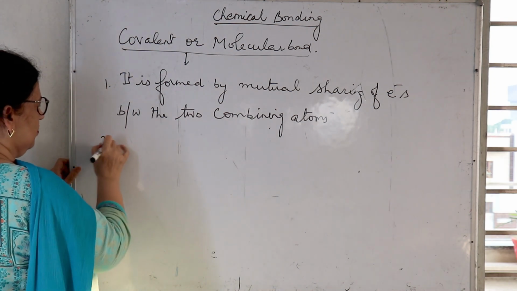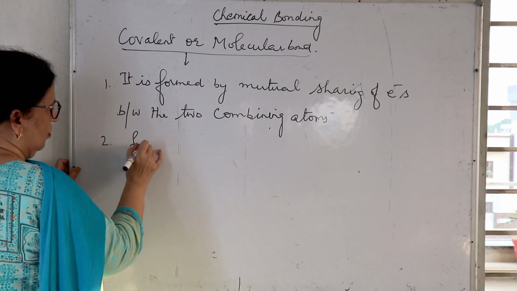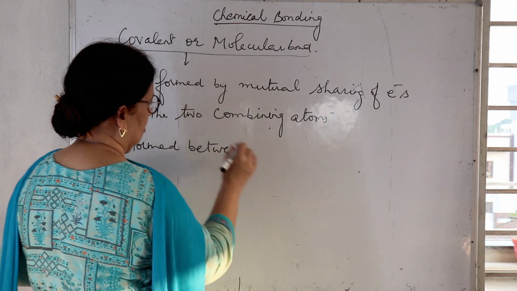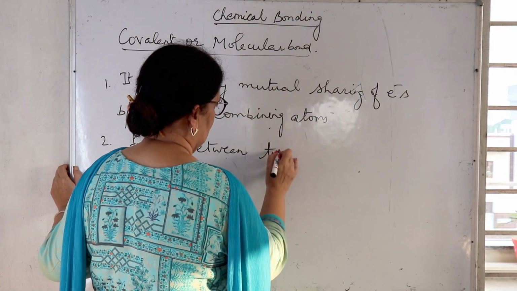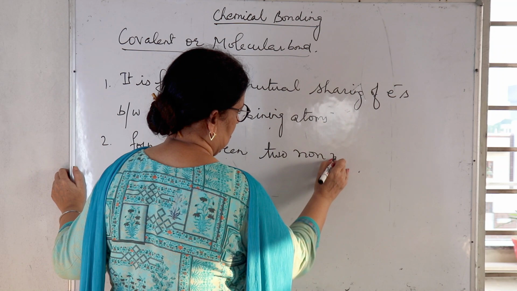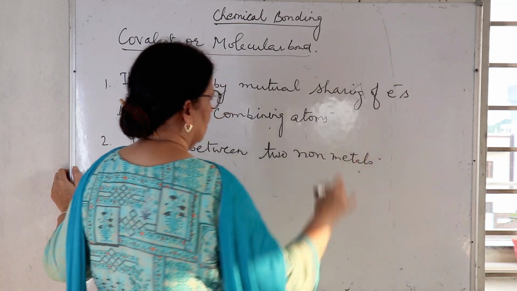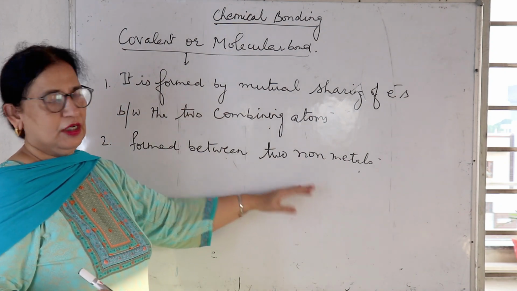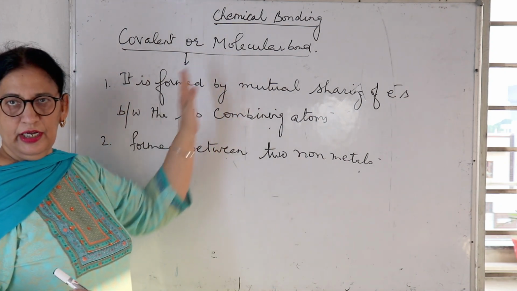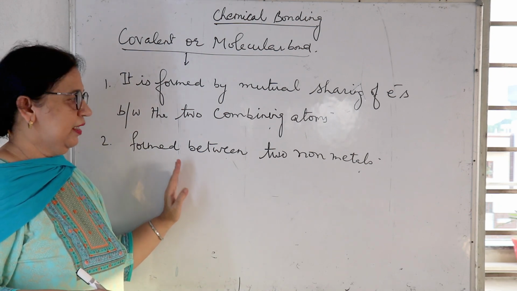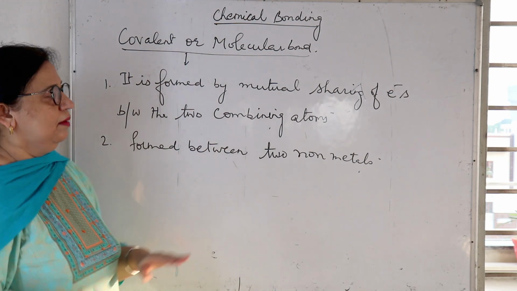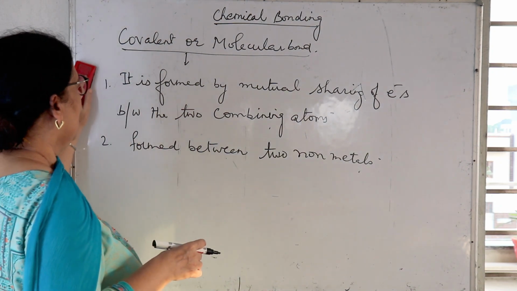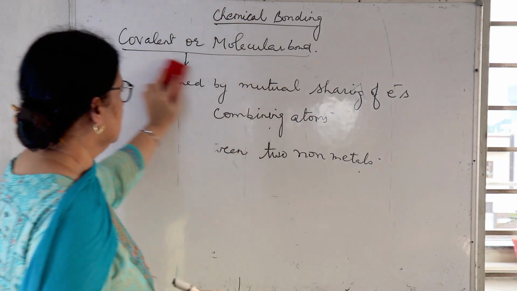And secondly, this bond is formed between two non-metals. So when two non-metals are there and they join together, they form the compound, that is by covalent bonding, and ionic compounds, they are formed by metal and non-metal. So here it is two non-metals. How this mutual sharing takes place?